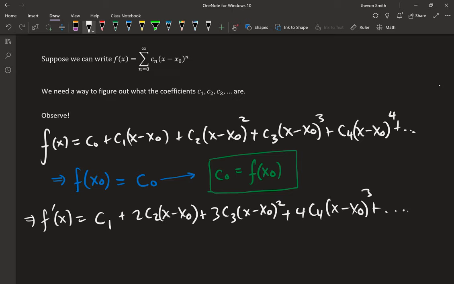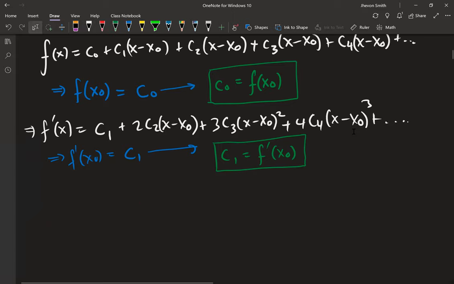And now you might realize, hey, we can actually play the same game again. Let's plug in f prime of x naught. That is going to give me C1. So here I have C1 is equal to f prime of x naught. Now you might think, oh, are all the C's just going to be all the derivatives evaluated at x naught? Well, not so quick. We do need some more to try to find a pattern here.